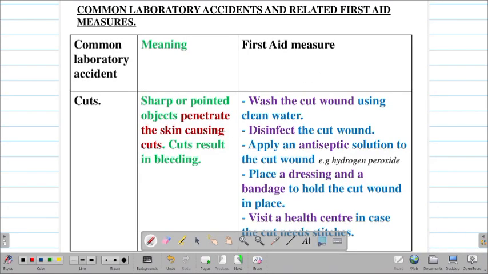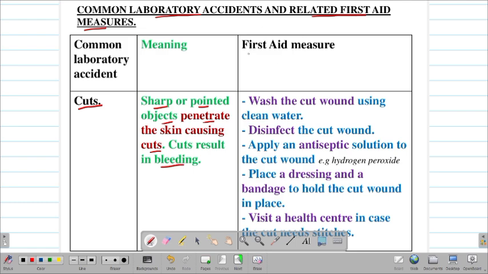Welcome to today's class. It's our 7th lesson on scientific investigation. Today we are looking at the common laboratory accidents and their related first aid measures. Our very first common laboratory accident is what we call the cuts. Cuts usually result whenever sharp or pointed objects penetrate the skin. Remember, cuts usually lead to bleeding.